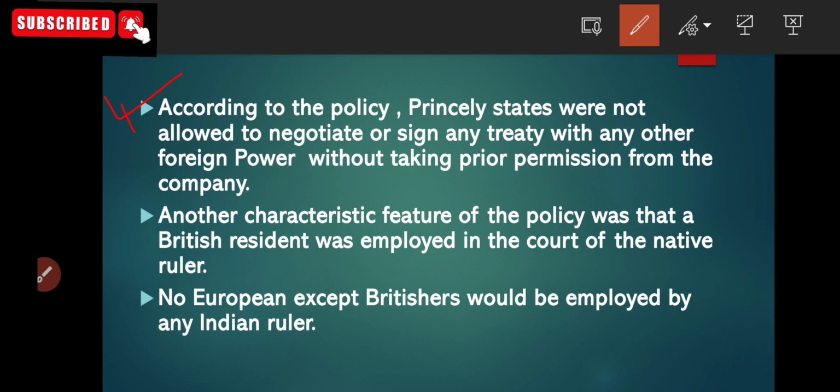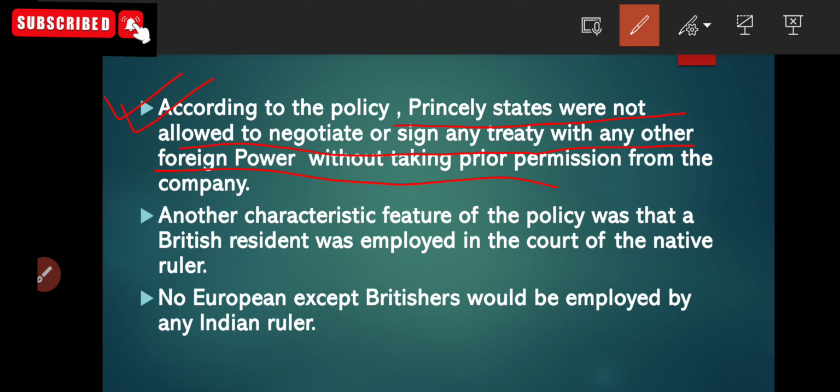According to this policy, princely states were not allowed to negotiate or sign any treaty with any other foreign power without taking prior permission from the company. So in a way, this policy was introduced to curb the powers of the Indians, to restrict the sovereignty of the Indians.